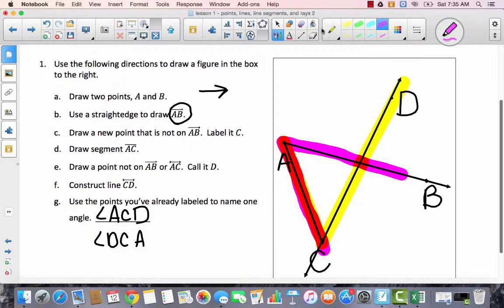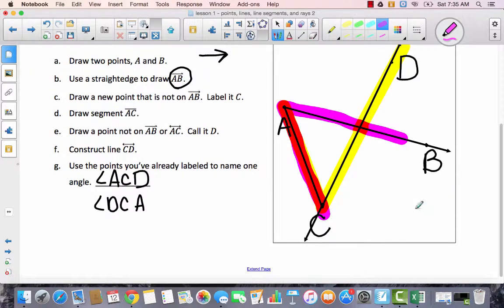Now if I knew what this point was right here, I could have come up with a bunch of other angles, but I think I'm just going to go ahead and stop there. But you kind of get the idea. There's lots of angles. Anywhere you have two line segments, rays, or lines that have a common endpoint, then you have an angle. All right?